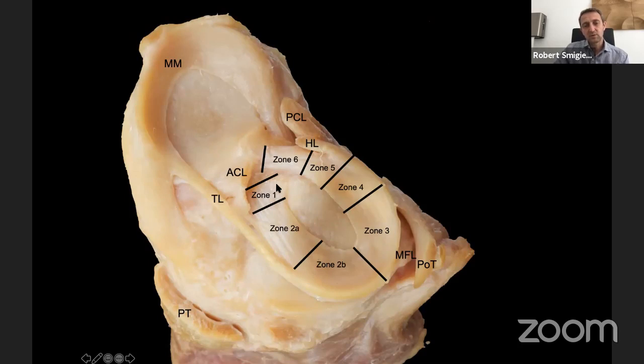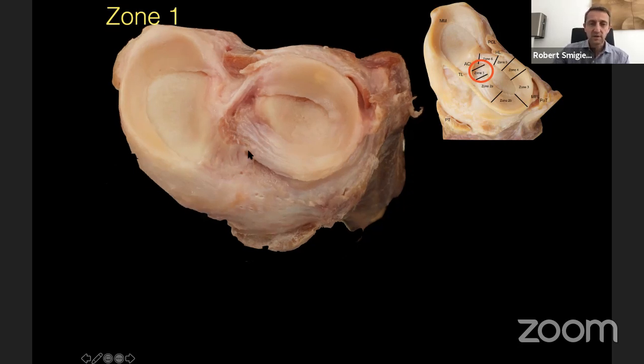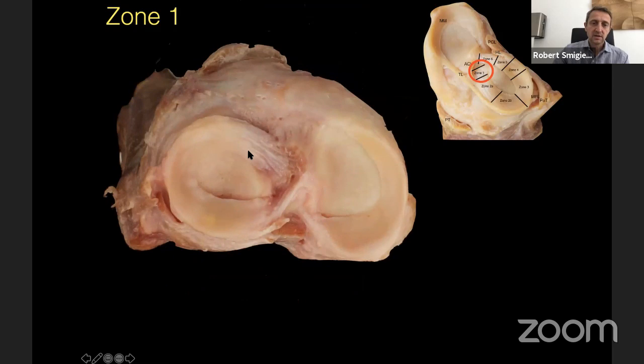I propose to differentiate, or to have the 5-6 zone in comparison to the medial meniscus: the medial is 5, lateral is 6. Zone 1 is the anterior root of the lateral meniscus, and now we go back to the anatomy of the ACL, because the anterior root of the lateral meniscus is posterior to the ACL attachment. And you can see here why it occurs like this.